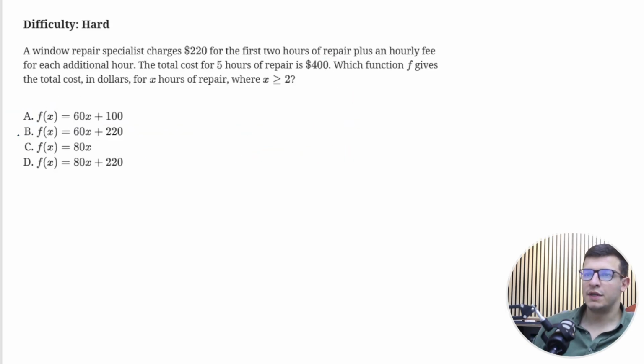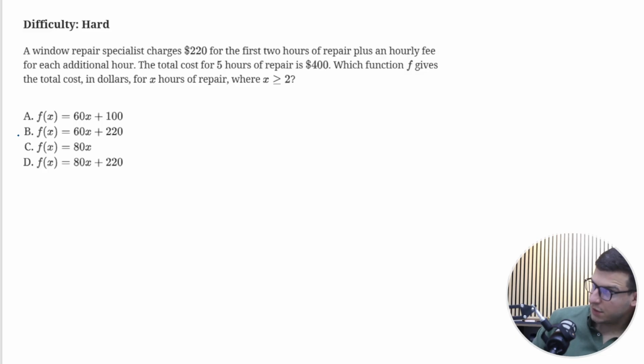A window repair specialist charges $220 for the first 2 hours of the repair, plus an hourly fee for each additional hour. The total cost for 5 hours of repair is $400. Which function f gives the total cost in dollars for x hours of repair, where x is greater than 2?